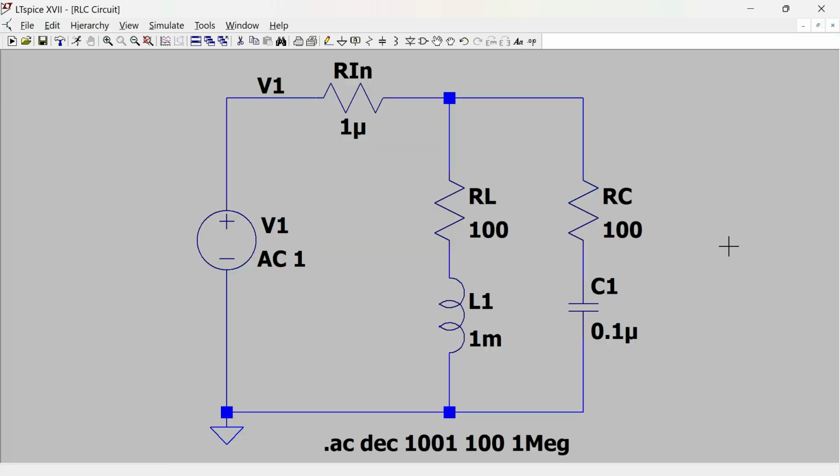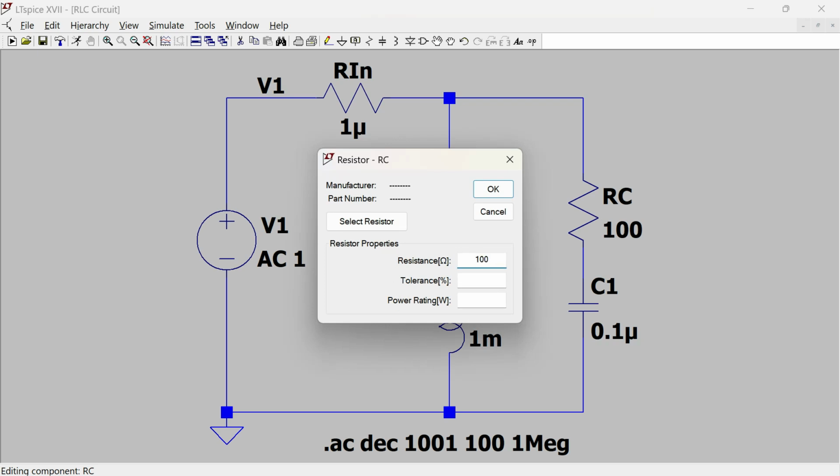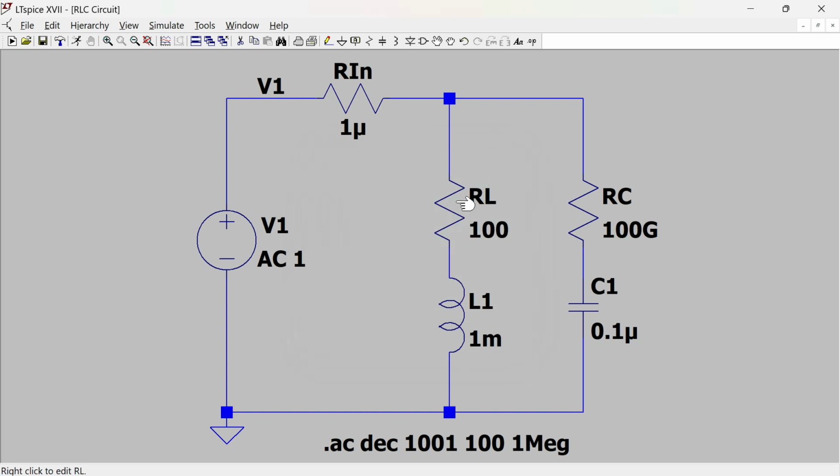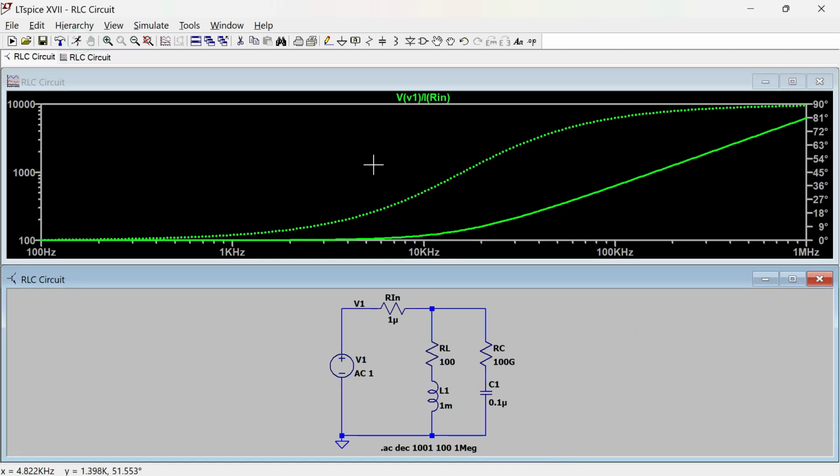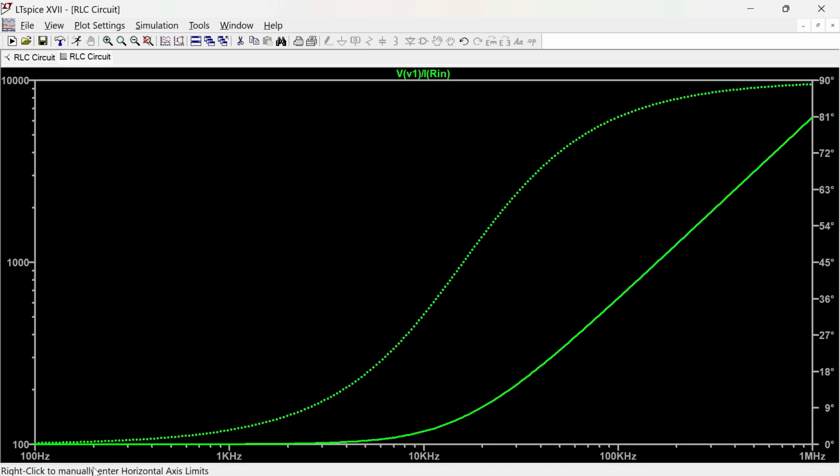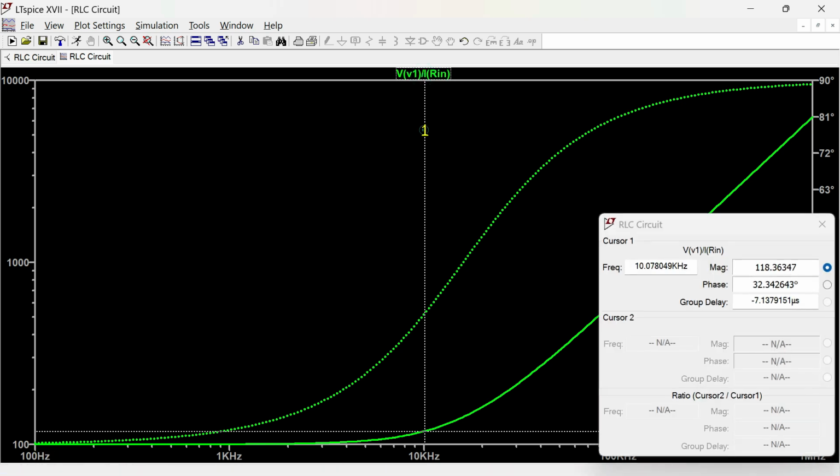Now, let's just do a quick change here. Let's make this resistor in series with the capacitor very large. So we'd just be measuring the impedance of this RL circuit. So we run the simulation, and we may expand that. As I stated, at low frequencies, that has an impedance of 100 ohms. It's going from 100 to 10,000 ohms. Again, my frequency range is staying the same. And I'm plotting the impedance here.